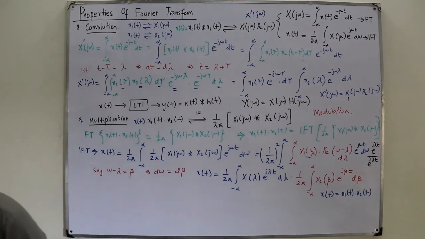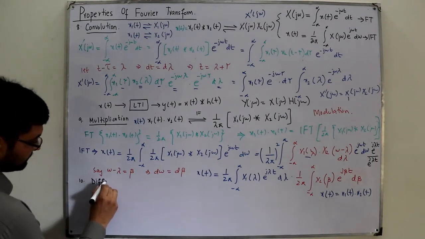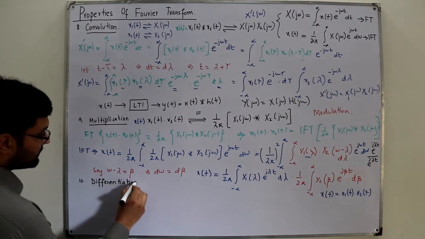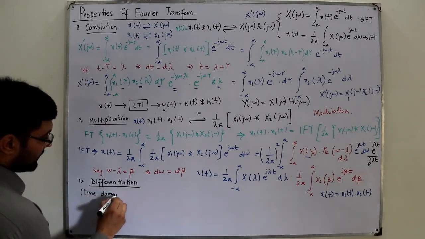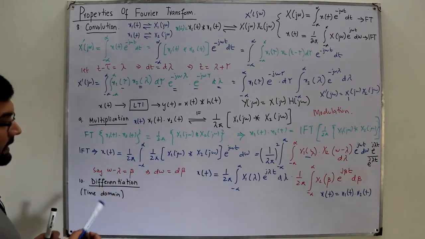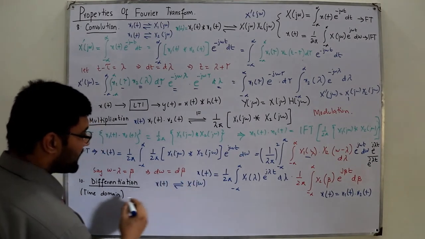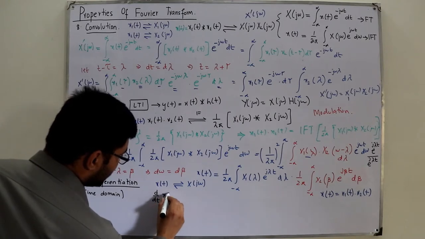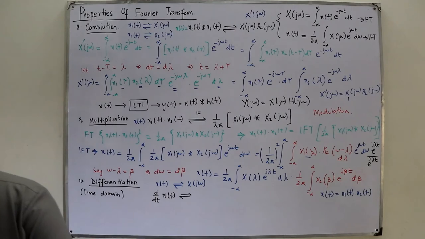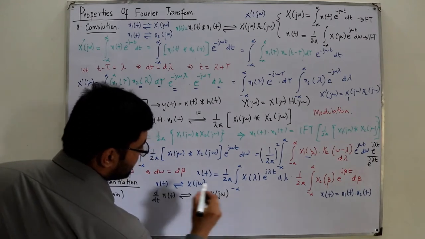Fine. Okay, let it go. The next, the tenth property, is your differentiation. And we see the differentiation both in the time domain and in the frequency domain. So the first is, let's say, in the time domain. x of t has Fourier transform x of j omega. So what if I take the derivative of x of t? The corresponding Fourier transform will have j omega multiplied with x of j omega.